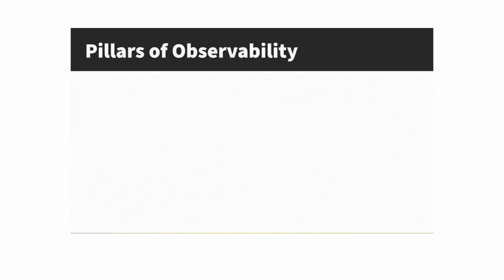Observability relies on three signals, which are called the pillars of observability. They are metrics, logs, and traces. Instrumenting your code to send out these three signals can give very high visibility into your system's performance.